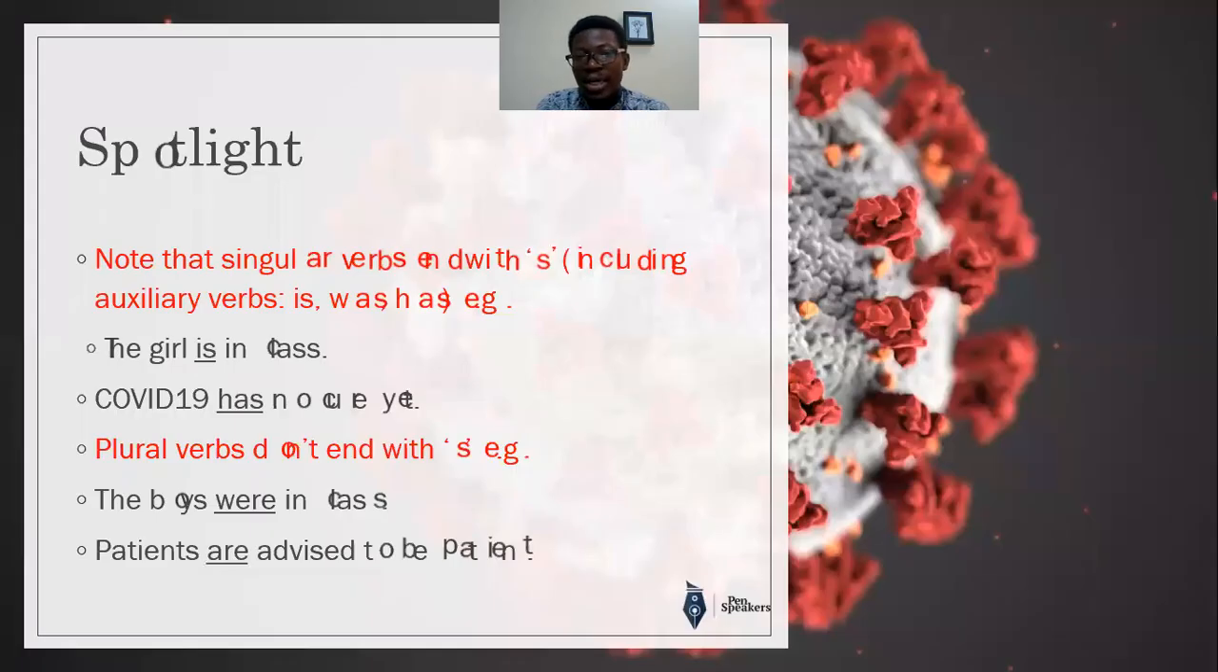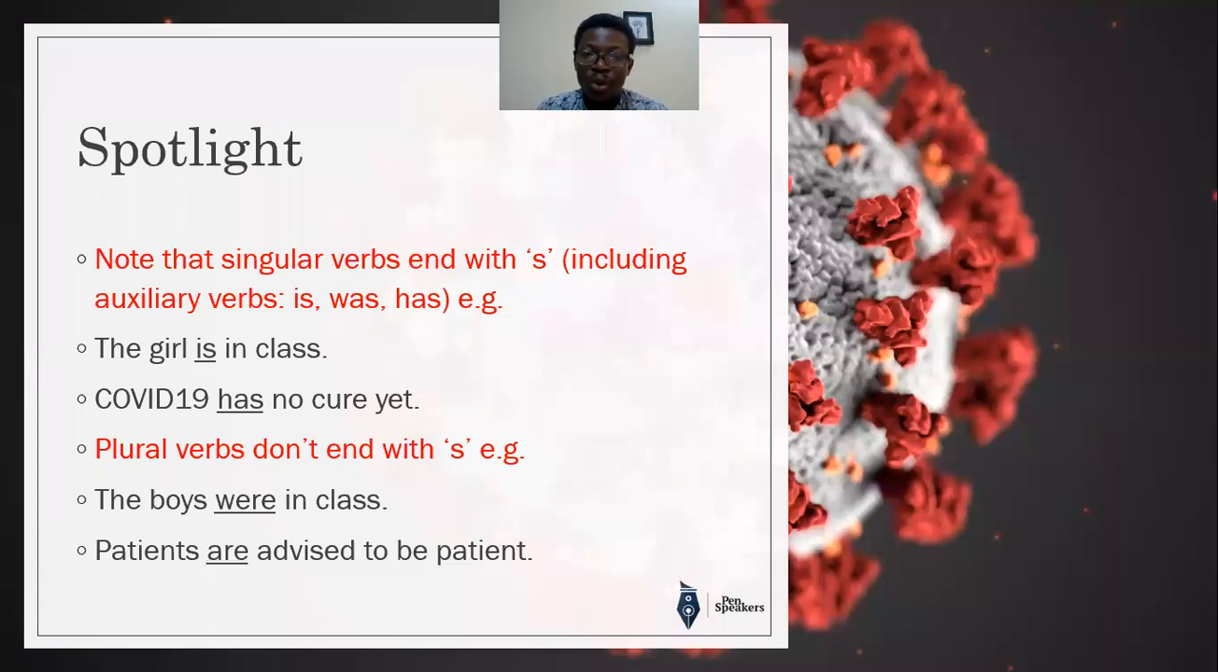Quick spotlight, just to reiterate what I had mentioned before. Verbs that end with the letter S are singular, including auxiliary verbs like is, was, has. They end with the letter S, so they're singular. Like you have in the example, the girl is in class, singular, takes a singular verb, is. COVID-19, a singular disease, takes a singular verb, has. No cure yet. You get that?